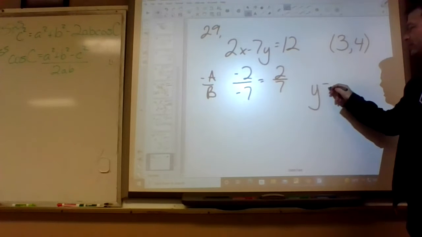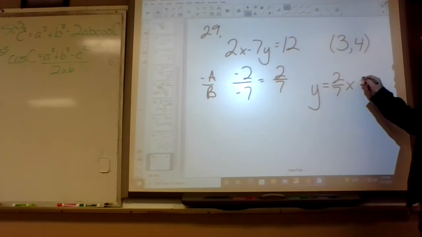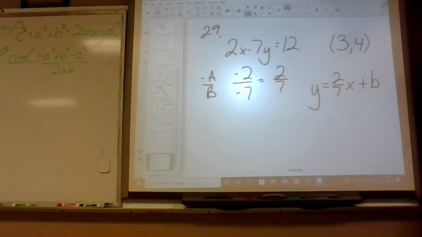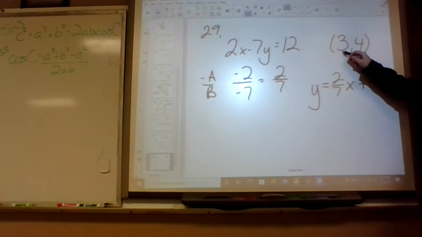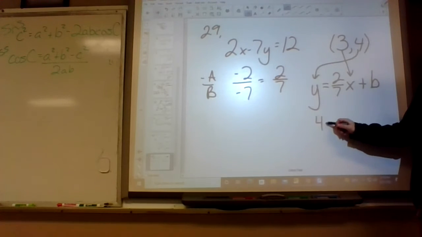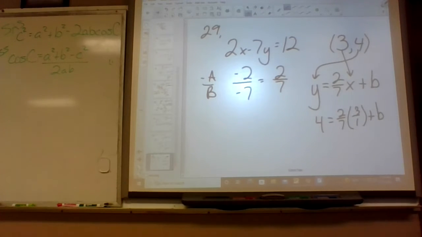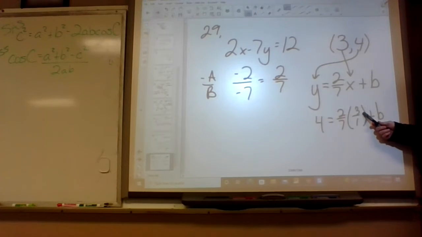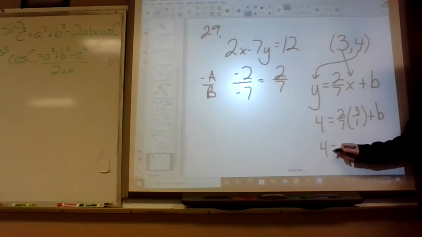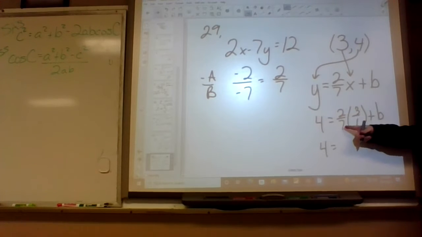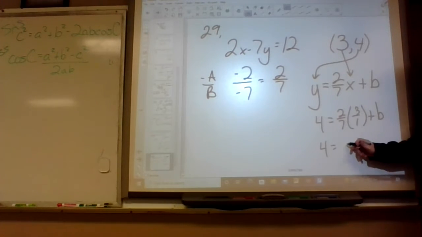So I'm kind of where I was on the last problem. Y equals 2 sevenths x plus b. How can I find the b value? Plug in the point they gave us. 3 for x, 4 for y. Remember when you multiply fractions, you do top times top and bottom times bottom. Yeah. 2 times 3 is 6. 7 times 1 is 7.